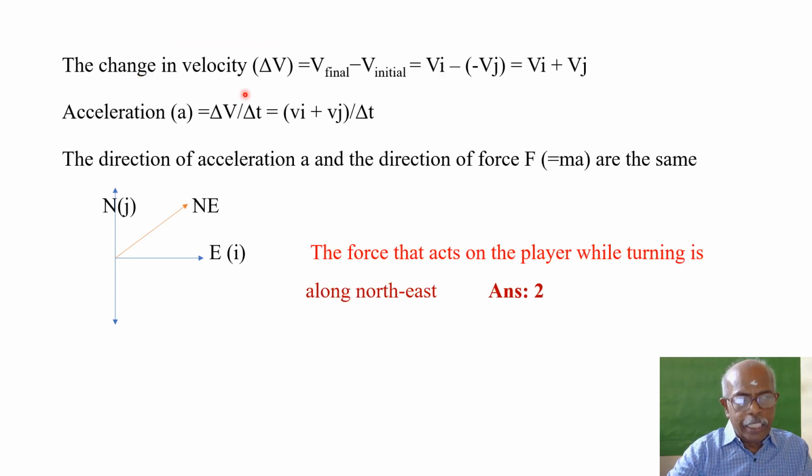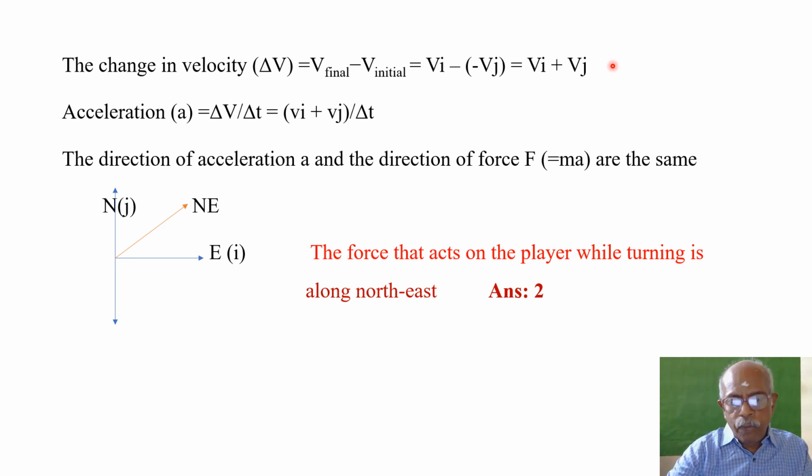The change in velocity, already I told you, delta V is equal to V final minus V initial. Final velocity minus initial velocity. What is V final? Vi. Why is it called Vi? This is along the x direction. The unit vector along the x direction is i. Minus Vj. Why is it minus Vj? Vj represents the y-axis and minus Vj represents the negative y-axis, which represents the south direction. So minus of minus will make a plus. So Vi plus Vj.